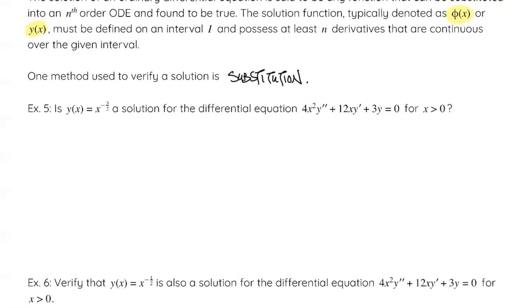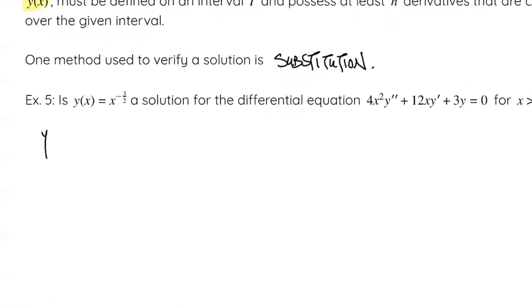So what can I substitute in right away? I know that y, or y of x, is x to the negative 3/2. And so what that means is everywhere I see a y, I can replace that with x to the negative 3/2. So right over here in that green, I'm going to put x to the negative 3/2. But I have some other things to substitute. For example, I have this y prime here. How do I sub in a y prime? And how do I sub in a y double prime?